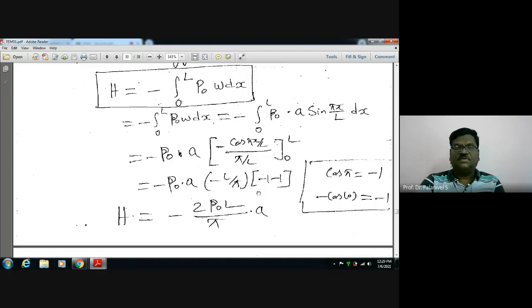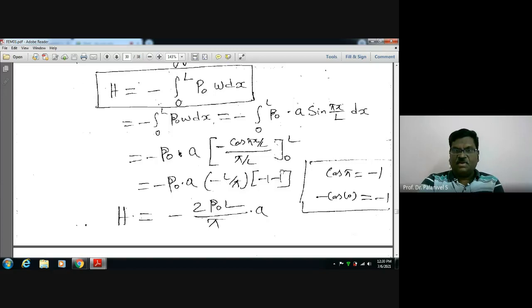No, I am sorry. What I have done already for the work done by the external forces, the minus is there right from the beginning, the minus sign is there outside. So that is minus P naught A into the denominator; pi by L is a constant that I have taken outside. That is minus L by pi.